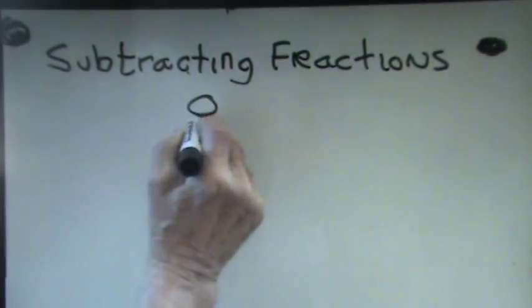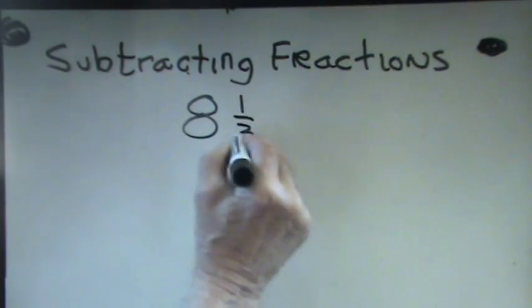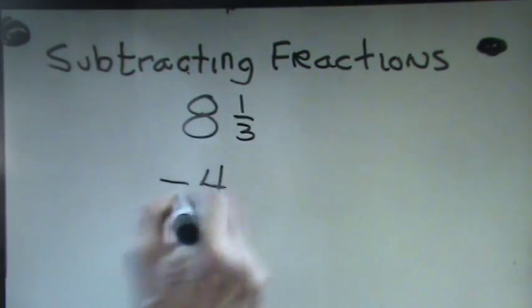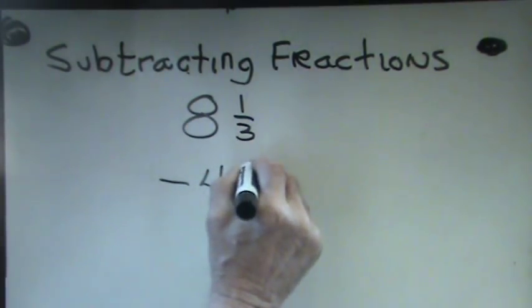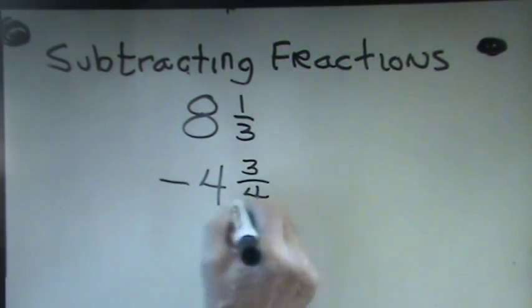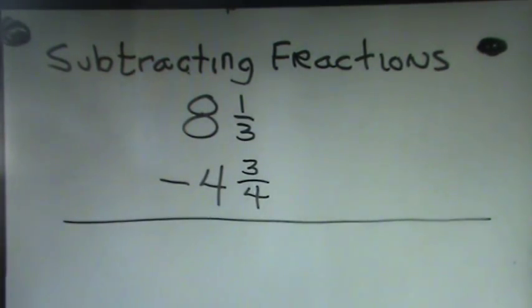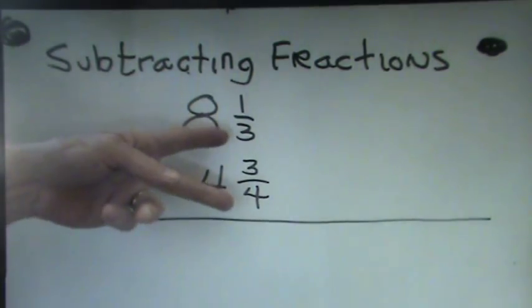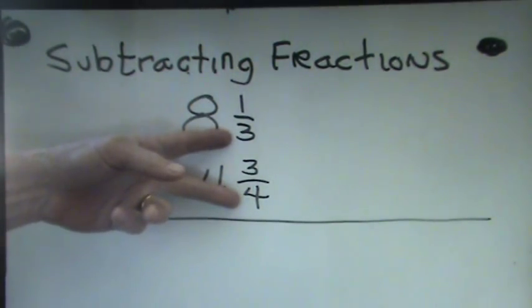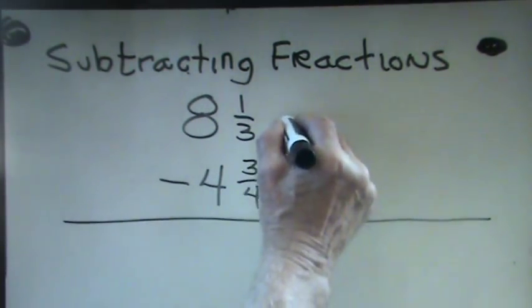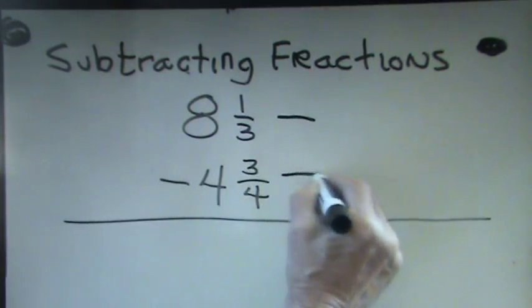Let's take 8 and 1/3 minus 4 and 3/4. Okay, a couple of things we got going here. First of all, the two denominators are different. So we're going to have to raise one or two of these. So let's see what we can do here.